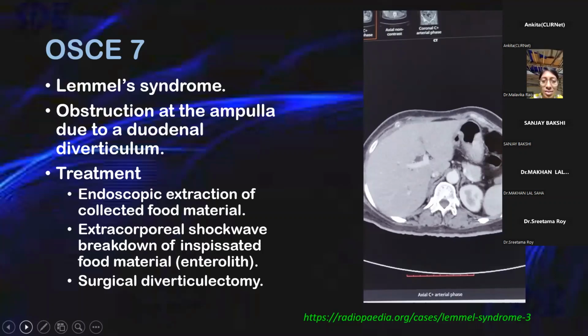So it's an obstruction at the ampulla due to a duodenal diverticulum, and the treatment usually is an endoscopic extraction of the collected food material or an extracorporeal shockwave to break down the infiltrated food material. And if nothing can be done, a surgical diverticulectomy.